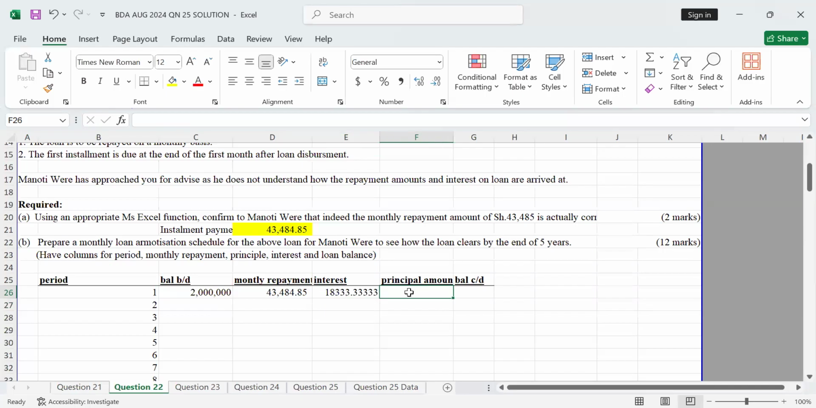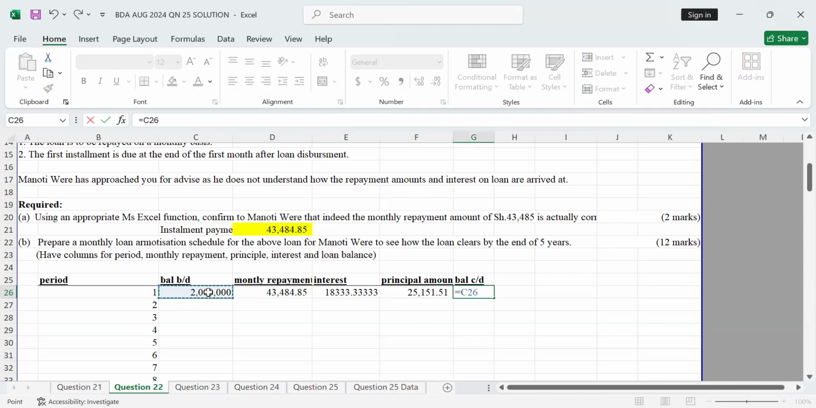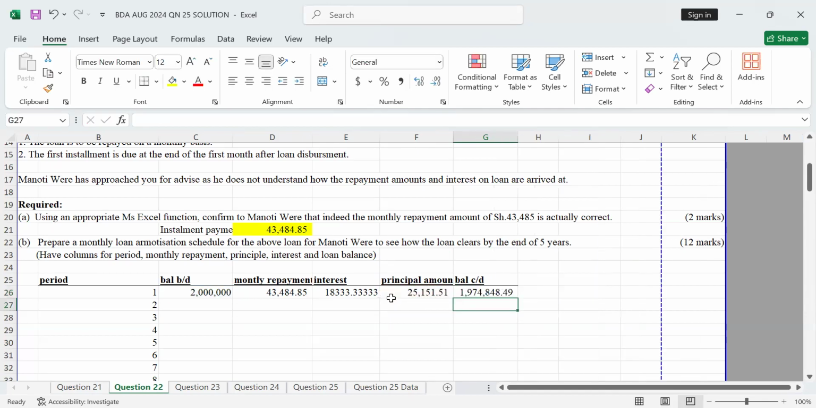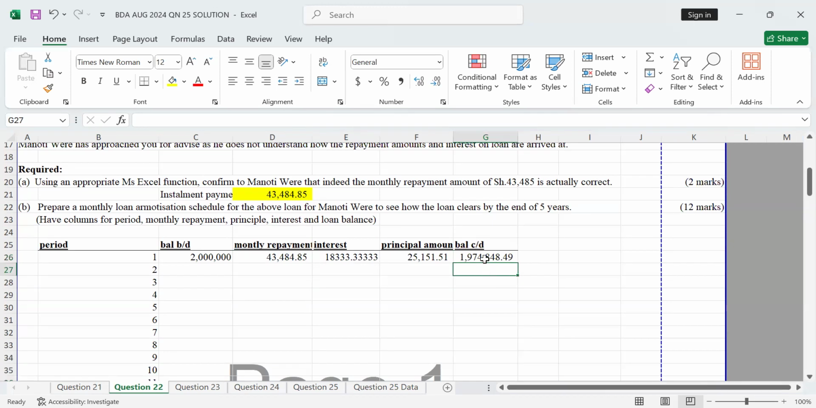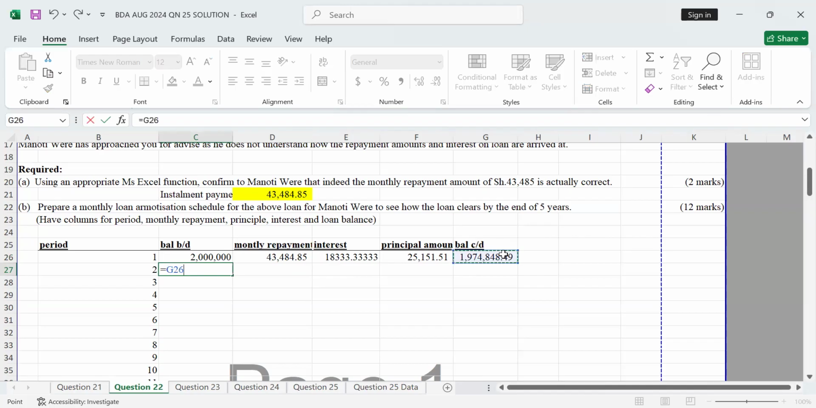Then you'll get the principal. When you make the monthly installments of 43, you are paying both the interest and the principal, and the principal is the part of the loan. So the principal is given by the installment payment minus the interest. If this is the part of the loan that you paid, it means the balance will be the balance as at the beginning minus what you paid, which gives you the balance as at the end. We'll also bring the balance as at the end here.